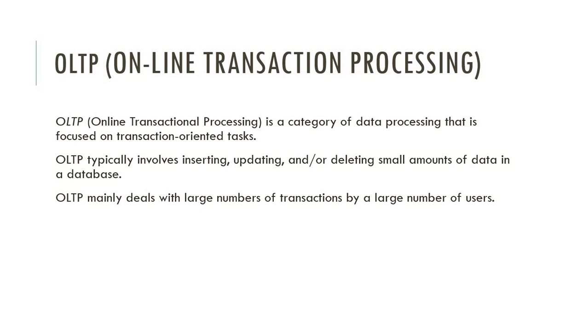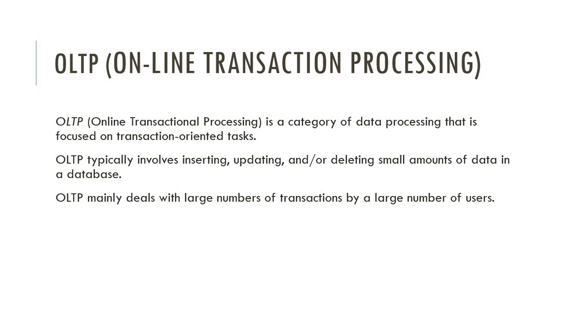Next is OLTP. OLTP means online transaction processing. It is a kind of relational database. OLTP is a category of data processing that is focused on transaction-oriented tasks. It means that we are storing the day-to-day transaction data in the OLTP. The purpose of this database is storing the day-to-day transactions, and that is why it is called OLTP.